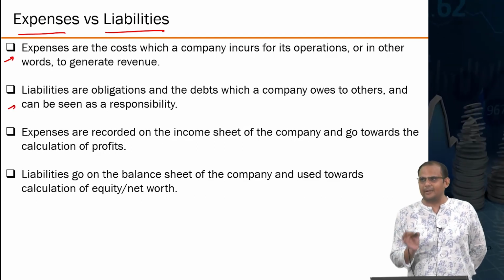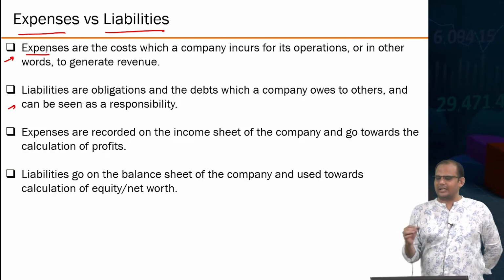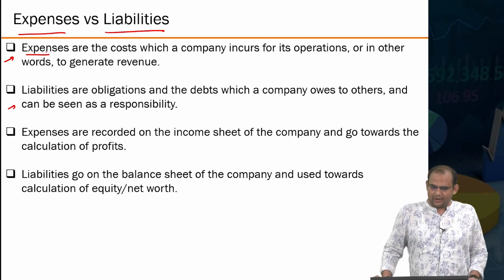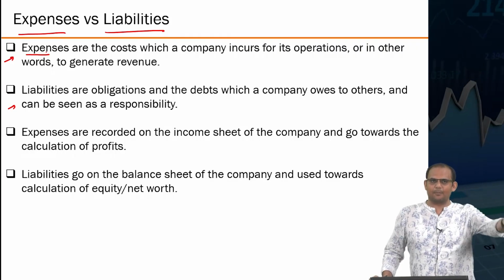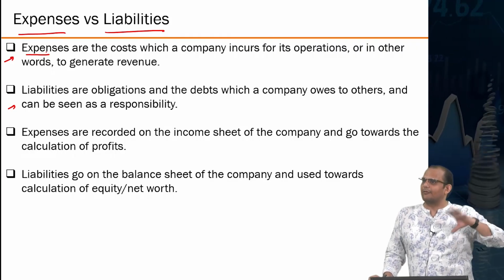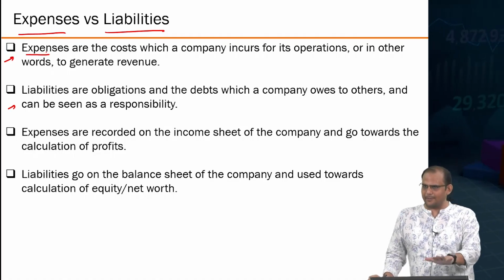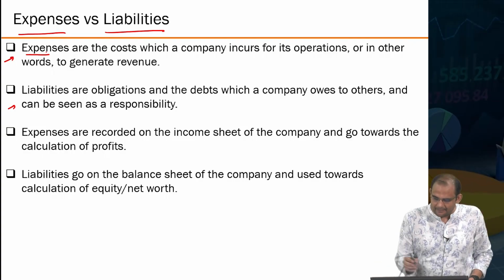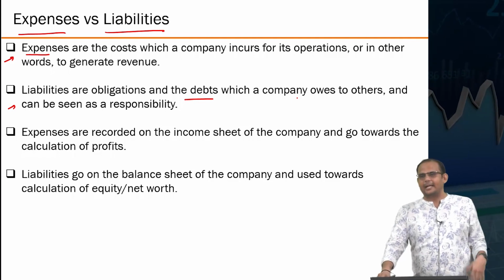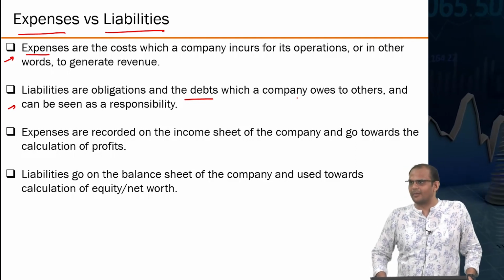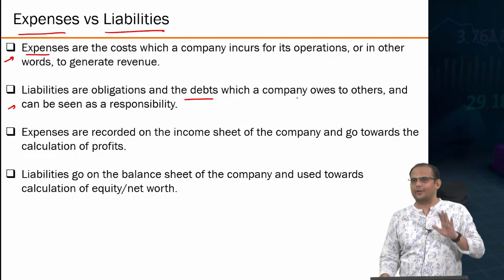They are related, but they are fundamentally different entities in a way that expenses are the cost which a company incurs for its operation, or in other words, to generate revenue. In order to generate 10 rupees, how much cost does it require for you to generate that 10 rupees of revenue? That's the operating expenses kind of definition. But liabilities are obligations and the debts which a company owes to others and can be seen as a responsibility. So while they are related, while they affect each other, they are different concepts.